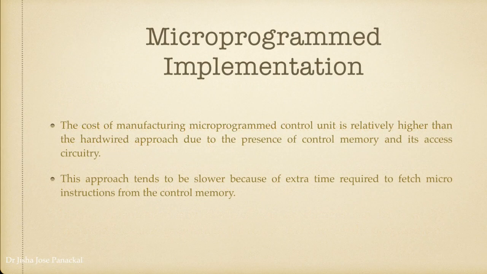Now let's see the nature of this type of implementation. The cost of manufacturing a microprogram control unit is relatively higher than the hardware approach due to the presence of control memory and its access circuitry. So the initial implementation is more expensive than the hardware implementation. This approach tends to be slower because of the extra time required to fetch micro instructions from the control memory. Otherwise we can make any changes easily. That is the main advantage of this type of implementation.